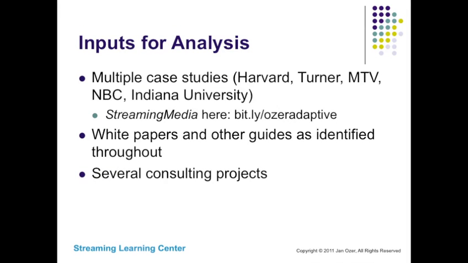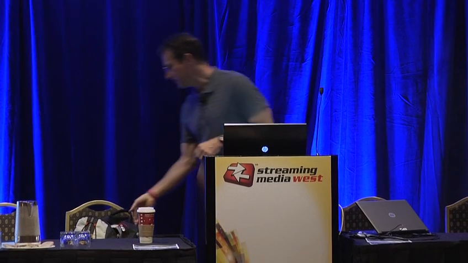So inputs for the analysis we're going to go through: multiple case studies, I spoke to Harvard, Turner, MTV, NBC, Indiana University. And if you go to bit.ly/OzerAdaptive, you can find the article that I wrote. The article turned into a chapter in this book. A little bit more work, but a lot of the basics we're going to talk about are in that article. And I'm going to talk about the other resources that I used, and it's something I've been consulting on more and more, so there's some real world input there as well.